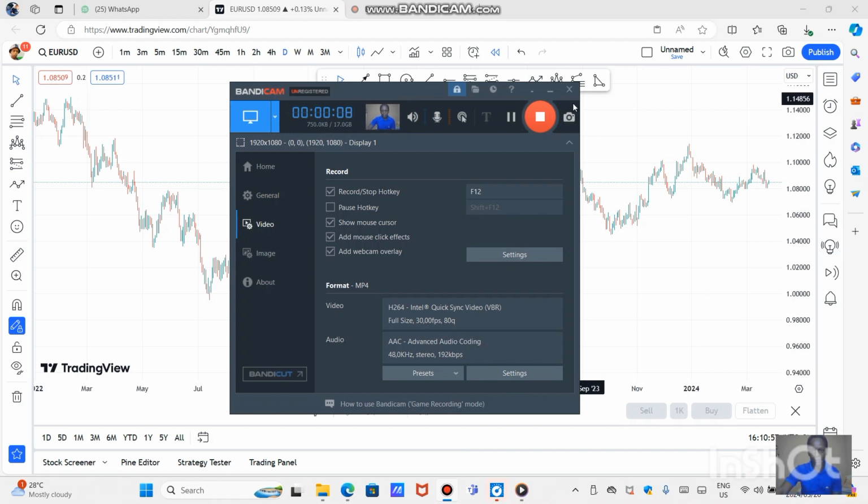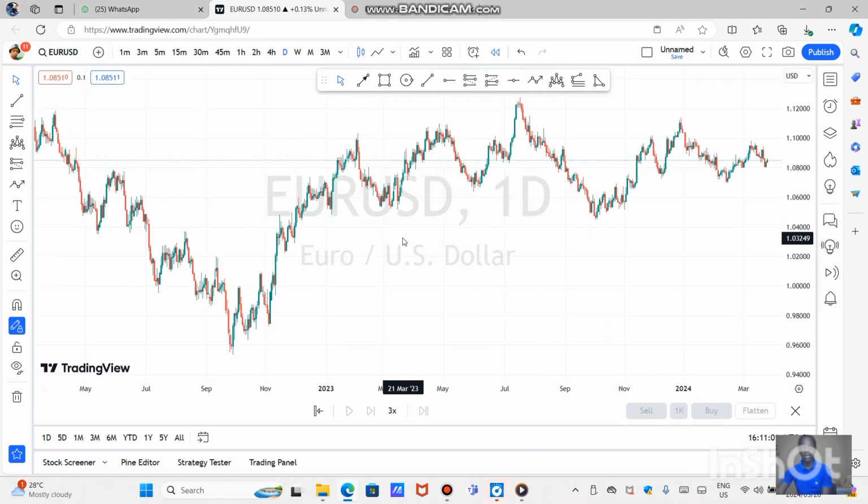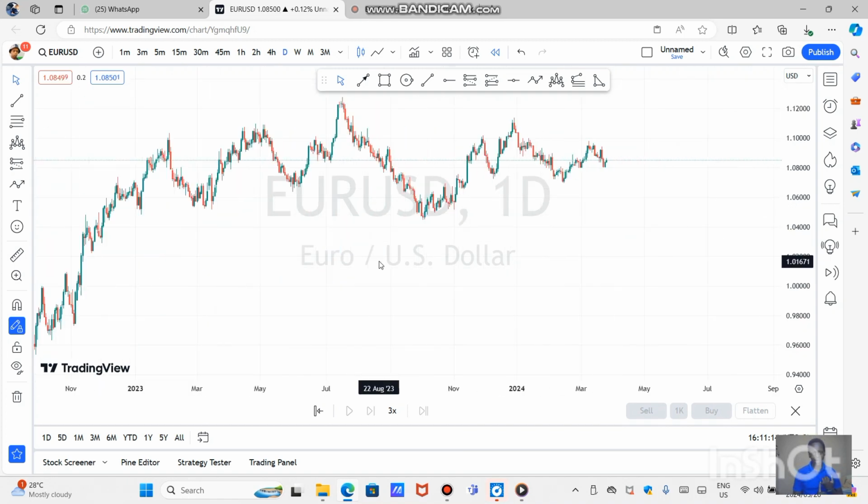Today we're going to analyze EUR/USD. As you can see, we're already inside EUR/USD on a daily time frame. Let us analyze this. We will be using trend lines, and also support, demand and supply, support and resistance, because those are the basics and the most important in the market.